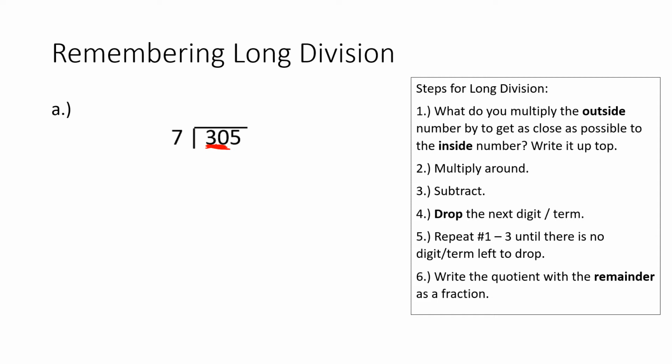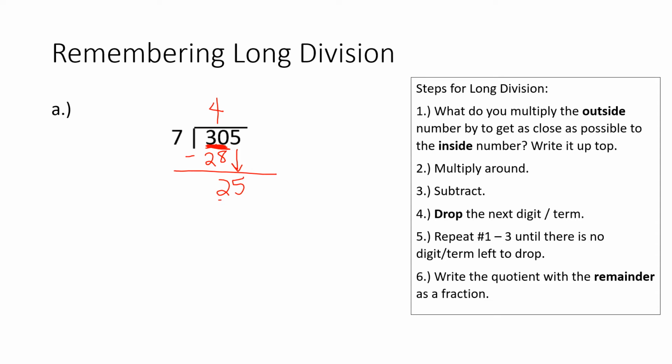Well, I know that 7 goes into 30 4 times because 4 times 7 is 28, and that's as close as you can get to 30. Once you stack these values, you're going to subtract. 30 minus 28 leaves you with 2. And notice you have that 5 left over. You're just going to drop down that next digit, and you're going to start this process all over again.